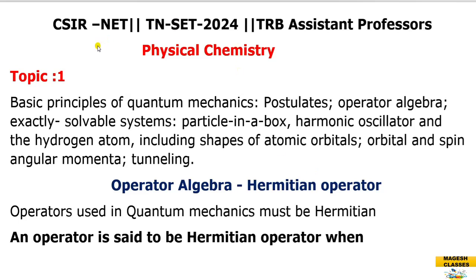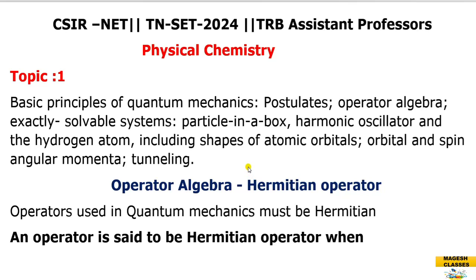In this presentation, we are going to discuss CSIR NET, TNSET 2024, TRB Assistant Professors Physical Chemistry, Topic 1, that is Quantum Chemistry. In quantum chemistry, the syllabus is the basic principle of quantum mechanics, postulates, operator algebra, solvable systems, particle in a one-dimensional box, harmonic oscillator, hydrogen atom, shape of orbitals, orbital and spin angular momenta, and tunneling.